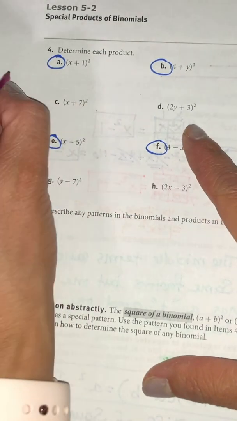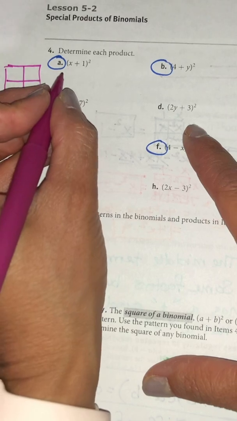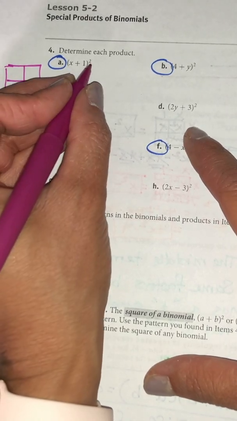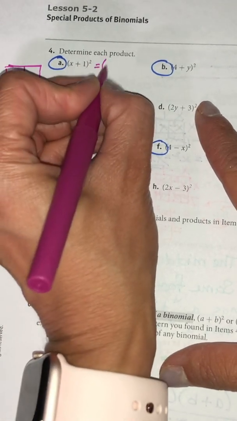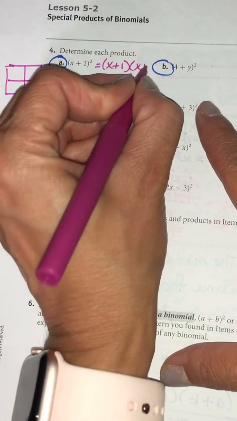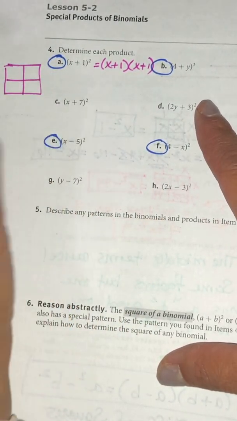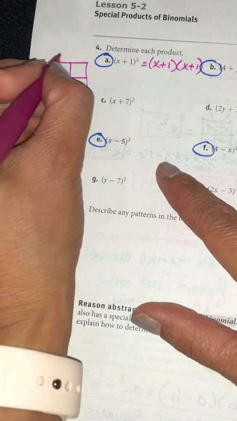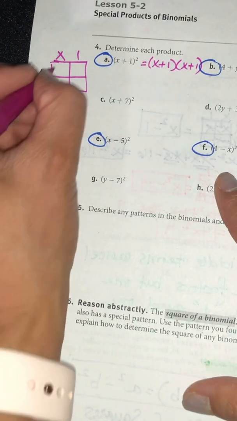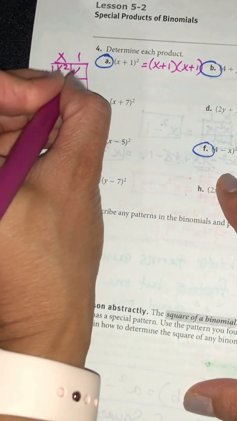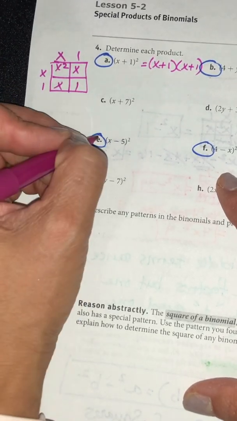All right, so I'll start with that. I'll put it over here on the left. I need a box. But wait a minute, I have x plus 1 quantity squared. So that means I have 2 x plus 1 quantities. So I have x plus 1 times x plus 1. If I multiply this out, I'll use the graphic organizer, x and a positive 1, x and a positive 1. X times x is x squared. X times 1 is a 1x. 1 times x is a 1x. 1 times 1 is 1.